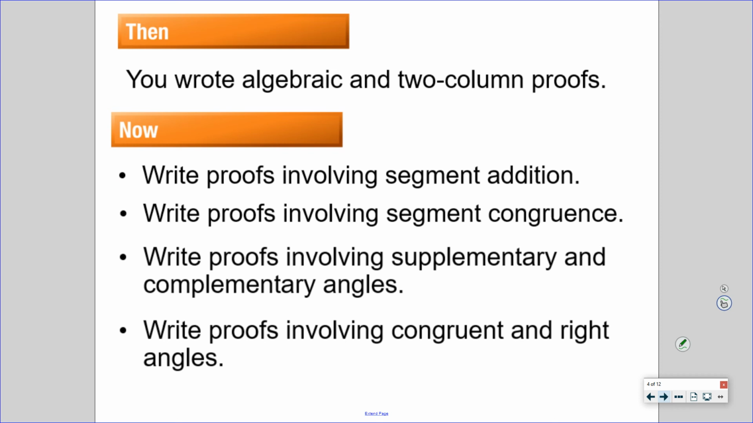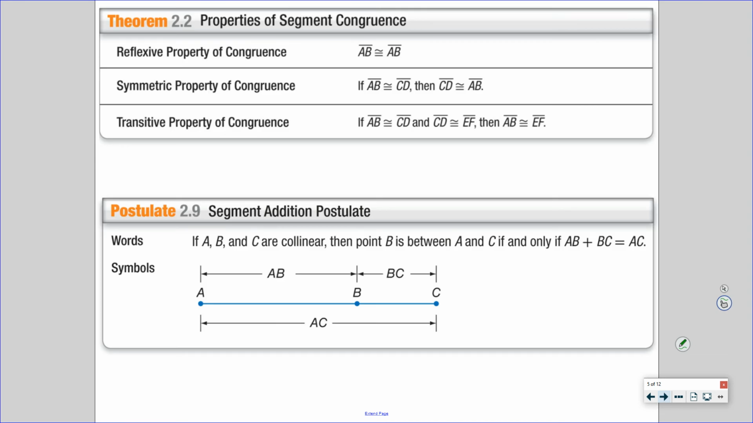Okay, so what we're going to do today, you've actually done a lot of this stuff in chapter 1 already. Kind of like in 2.6, you solved equations before, and now we're just adding in the justifications and the postulates and theorems. A lot of this is what we did in chapter 1 with vertical angles, supplementary and complementary angles, but now we're just adding in these justifications. But here's the good news. There's only two column proofs we have to do today. And we're going to start with one of them. But first, let's look at some of these properties.